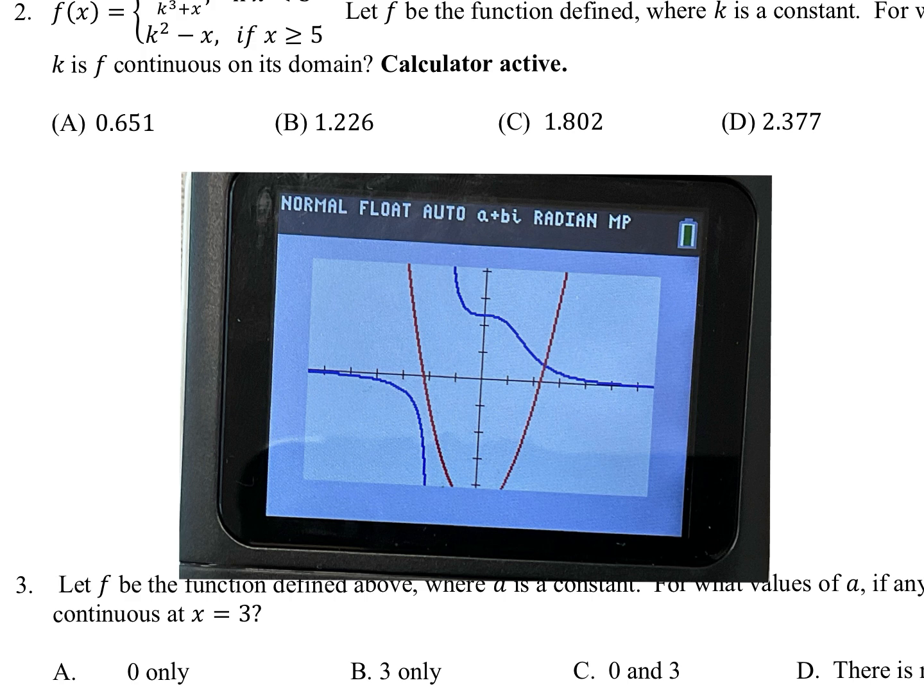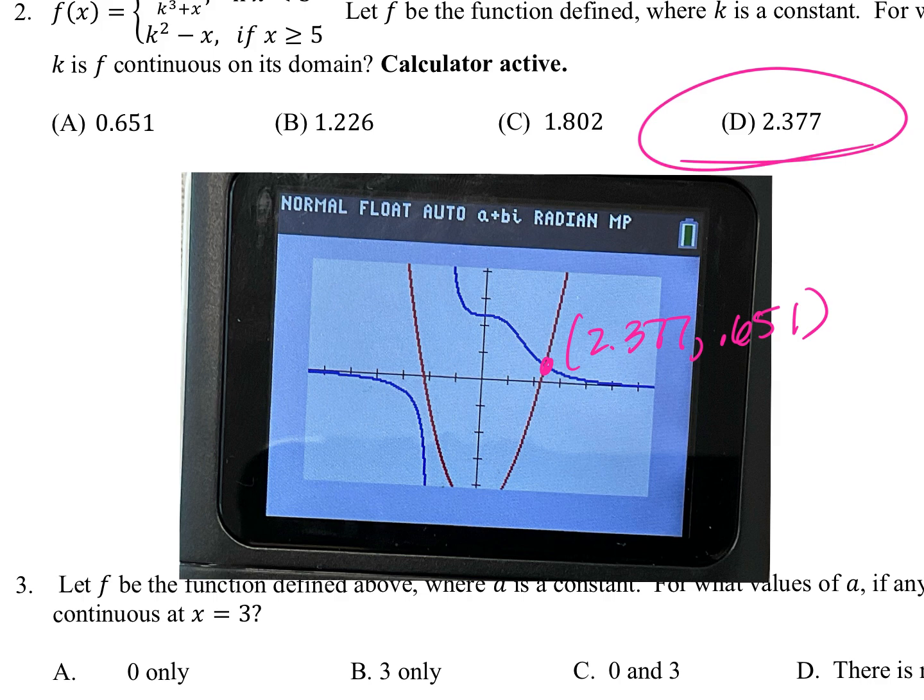I'm not here for a guess. What did you guys get for your intersection? 2.377 and then 0.651. And they just said for what value of x, so we just care about this 2.377.